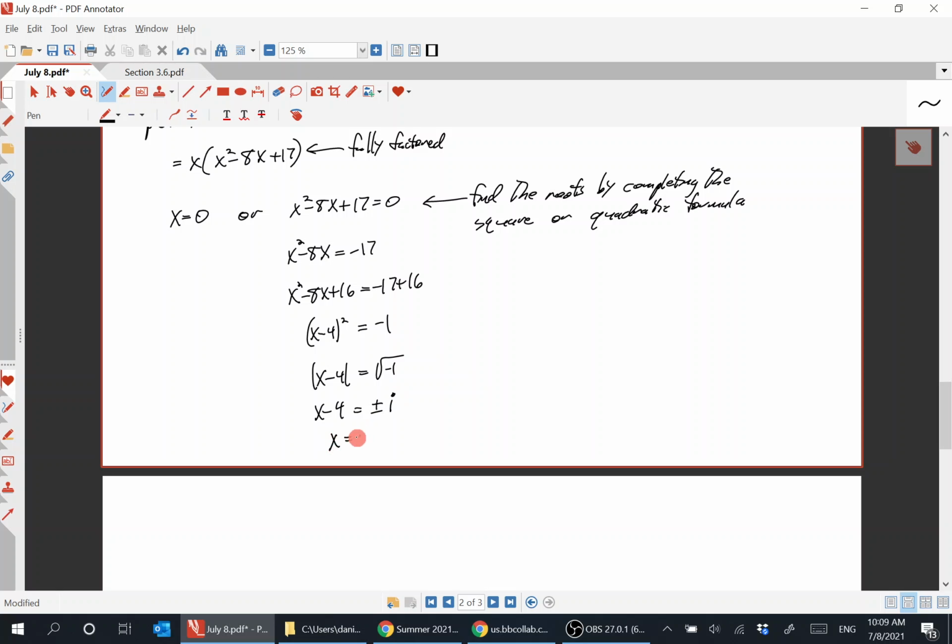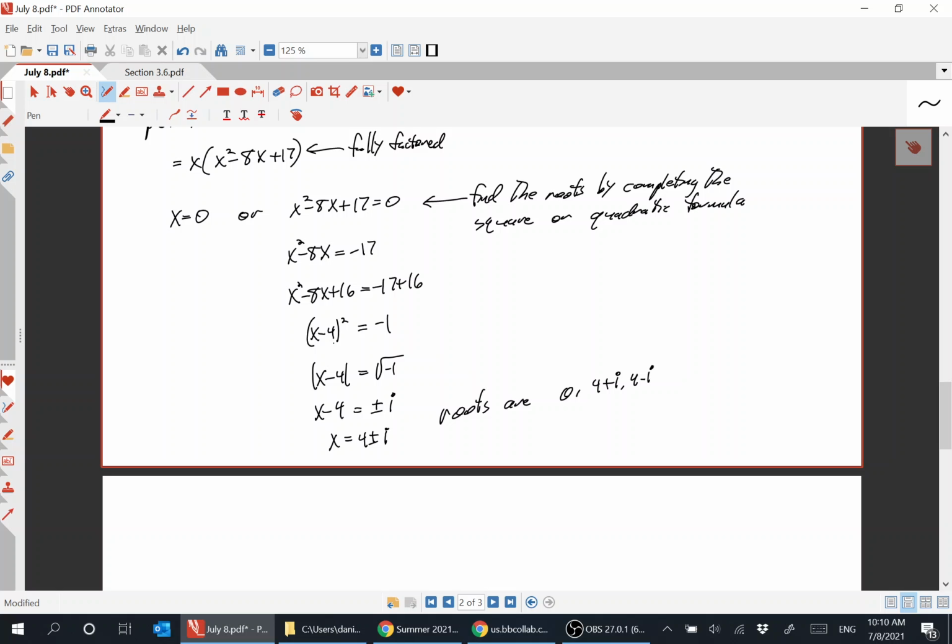Right, so x is equal to 4 plus or minus i. So the roots are 0, 4 plus i, and 4 minus i. So 3 roots for the degree 3 polynomial. And now the roots are a little bit different. They're not just simply multiples of i. They're actual multiples of i plus a purely real number. Right, so that's one way to find the roots.